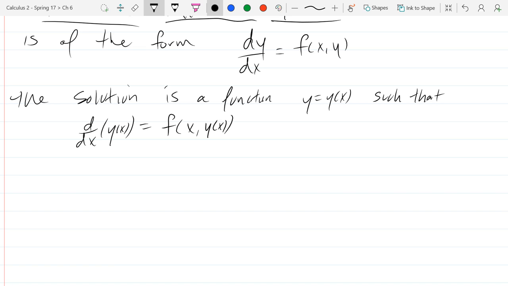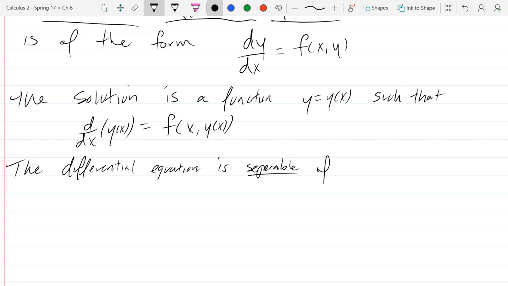And the differential equation is separable if this f of x, y equals some function of x times some function of y. If you can separate it out, i.e. the x's and y's factor out separately.